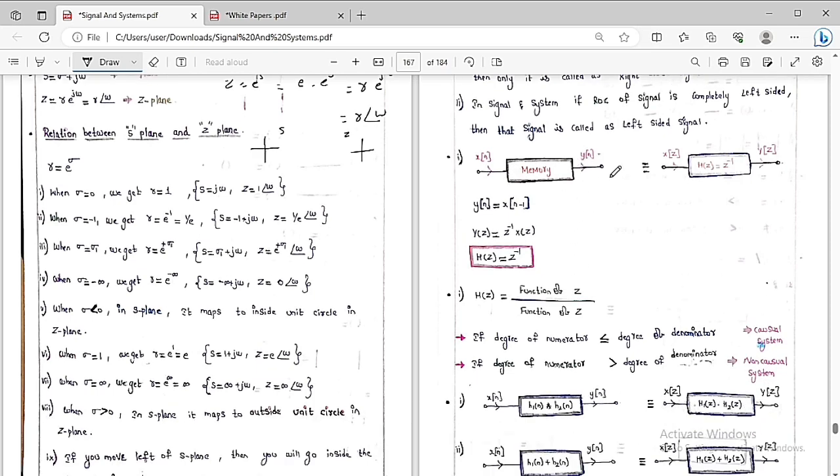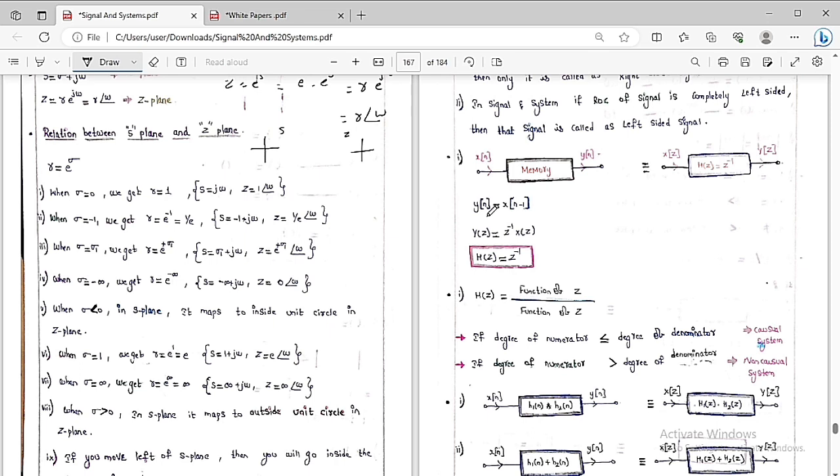Suppose I have taken a system which has a memory. If the input is x of n and the output is y of n, how am I going to represent this? In the discrete time domain, x of n will become X of z, y of n will become Y of z, and memory is nothing but simply we can write H of z is equal to z to the power of minus 1. Why is it like this? Let us discuss. Let me assume y of n is equal to x of n minus 1. So the system has some memory. This is the relation between the input and output: y of n is equal to x of n minus 1.